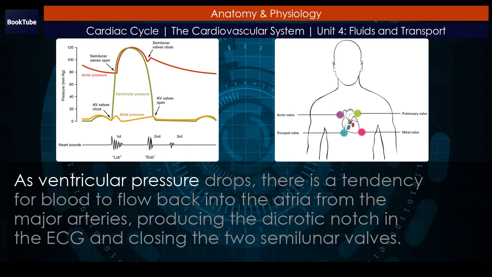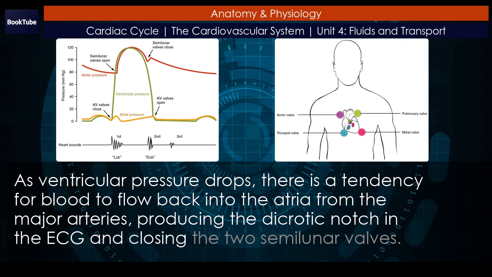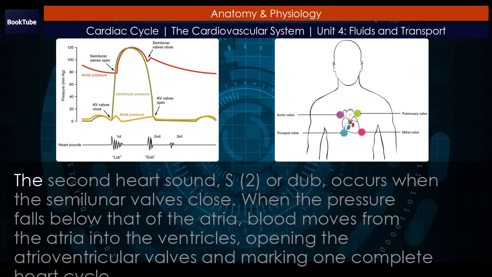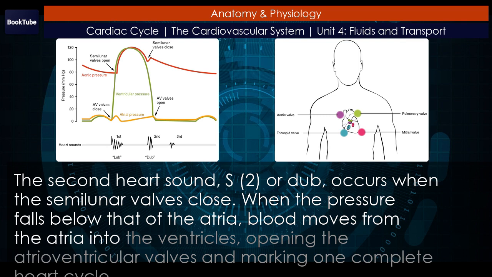As ventricular pressure drops, there is a tendency for blood to flow back into the atria from the major arteries, producing the dicrotic notch in the ECG and closing the two semilunar valves. The second heart sound, S2, or dub, occurs when the semilunar valves close. When the pressure falls below that of the atria, blood moves from the atria into the ventricles, opening the atrioventricular valves and marking one complete heart cycle.